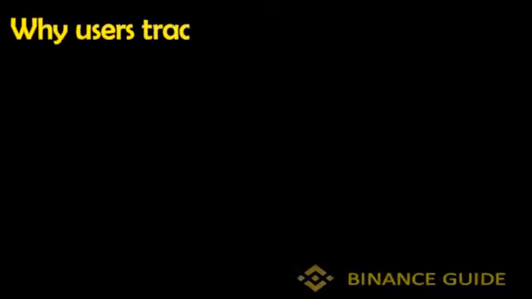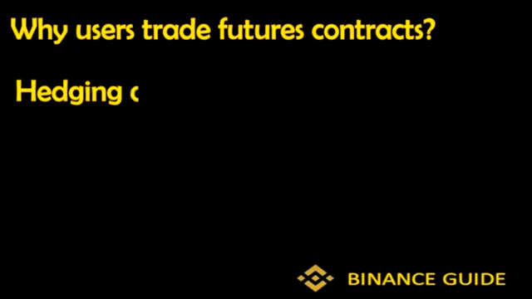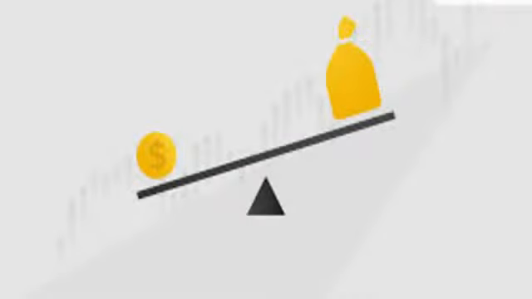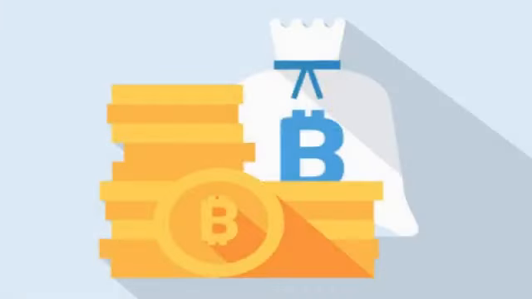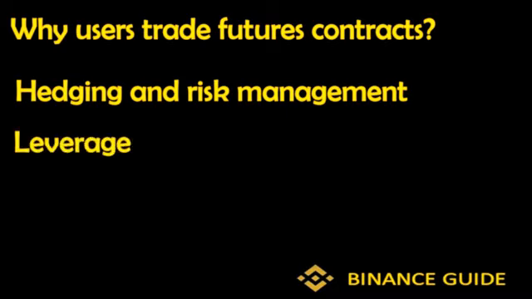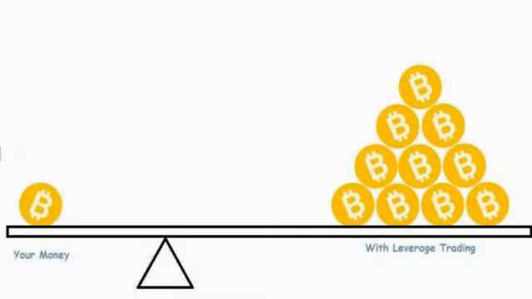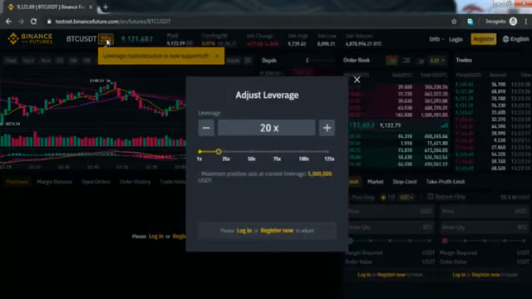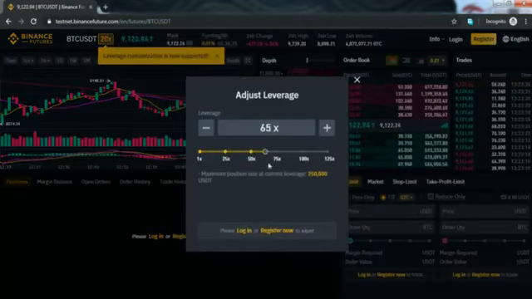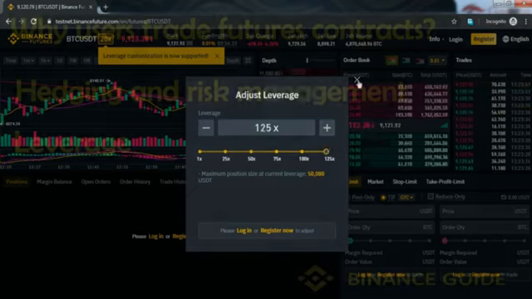Why do users trade futures contracts? Hedging and risk management. Hedging is an investment position that is opened in order to offset a potential loss of another investment. Later on, we will also see how we can use hedging in our live trading. Leverage. Traders can enter positions that are larger than their account balance. This is known as margin trading. On Binance, perpetual futures contracts can be traded with leverage that goes up to 125x.